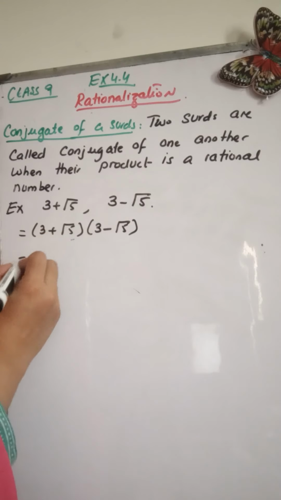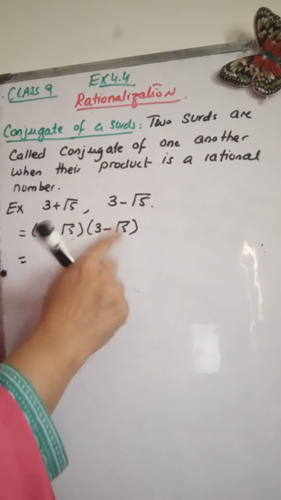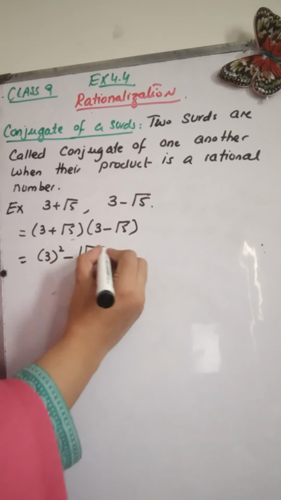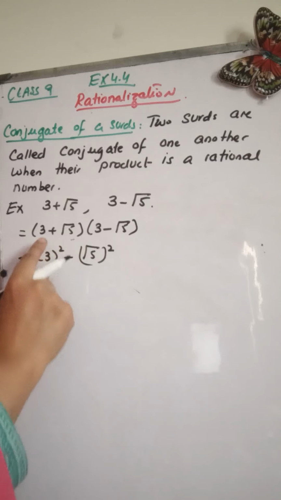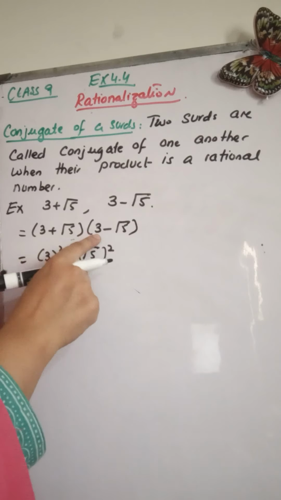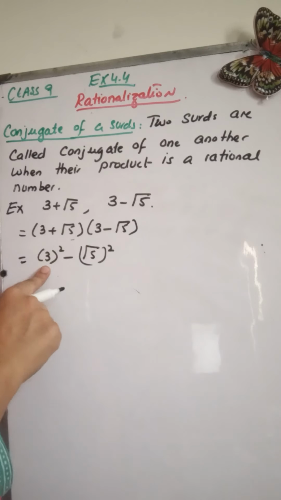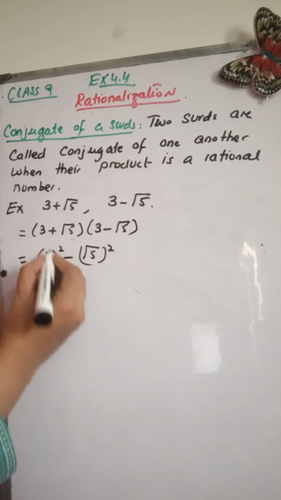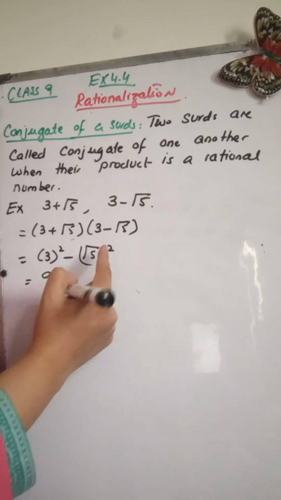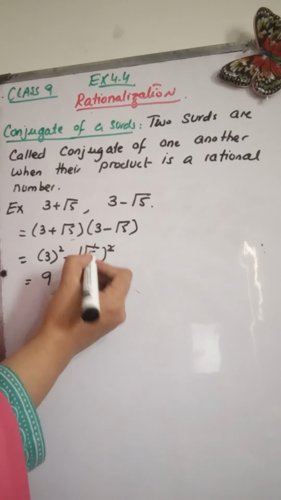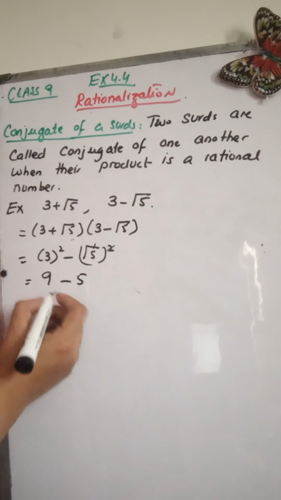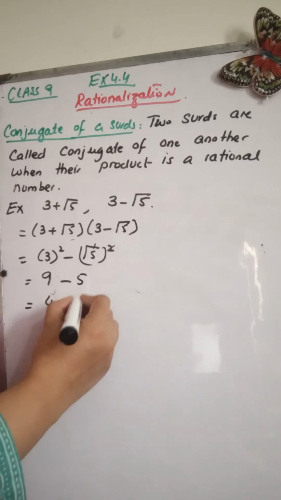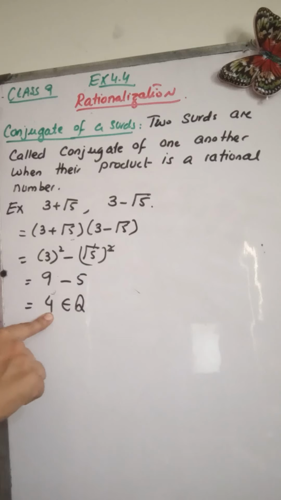If you find the product of these two, using the formula a plus b into a minus b, this comes out to be equal to a square minus b square. 3 square is equal to 9, and under root 5 whole square is equal to 5. Now you may see that 9 minus 5 is equal to 4, which is a rational number. Okay, 4 is a rational number.